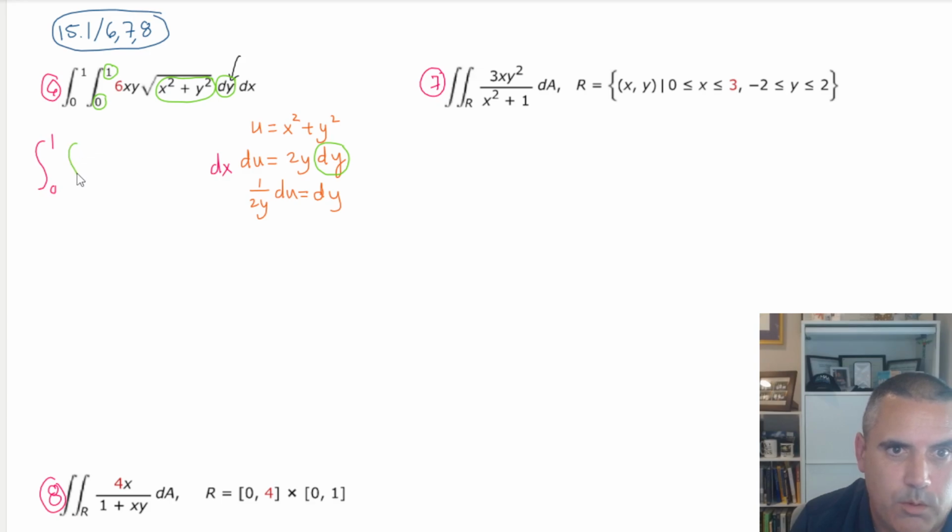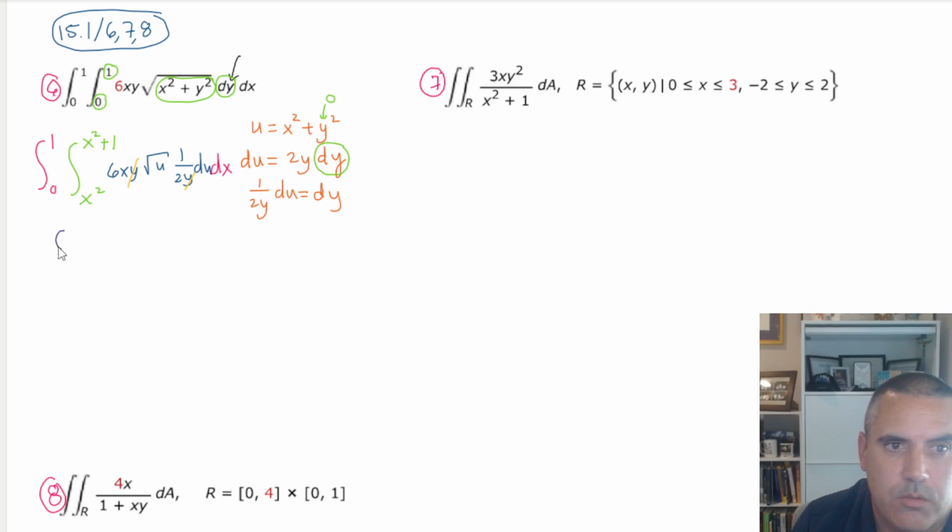Okay, so what do I mean by everything changes? These are talking about y's. So I say when y is 0, what do we get? And this is when some students get really mad. You don't have to, you can change back at the end, but this will make your life easier. Okay, and then we're going to change everything else. 6xy, square root of u, 1 over 2y du. If all the y's go away, you've been successful, which happens.